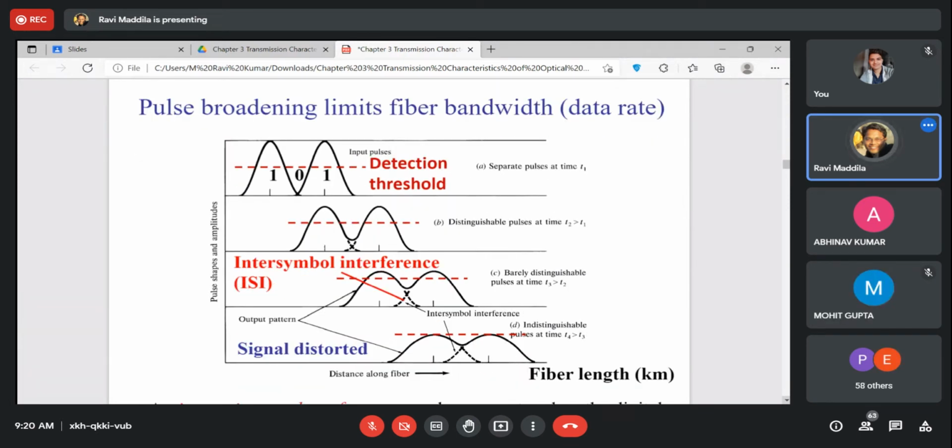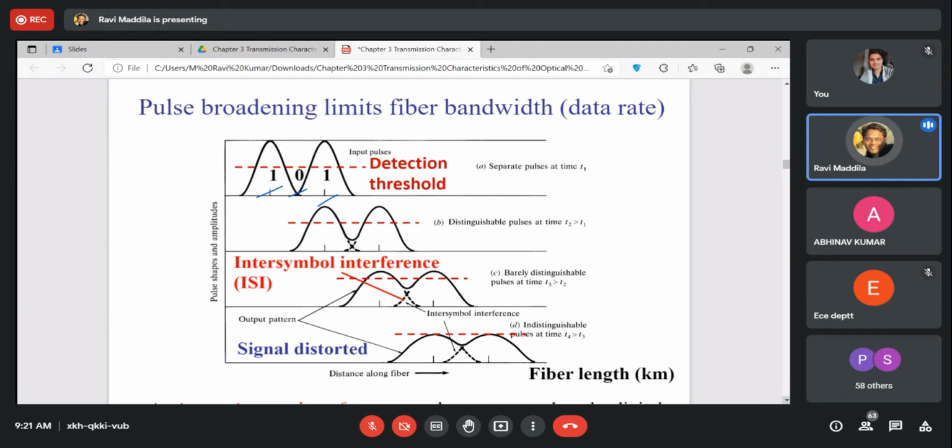Now, what other deterring factor is this dispersion? Because what we discussed right now is that dispersion will make us believe that instead of having received a 1, the receiver thinks that I've received a 0. Okay, so this is what is elaborated here also. What was transmitted at the input is 1, 0, and 1.